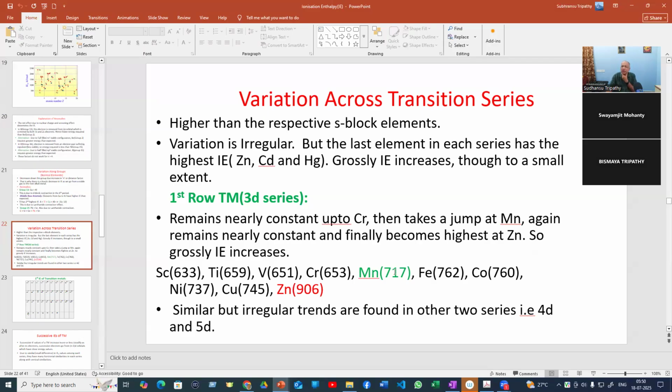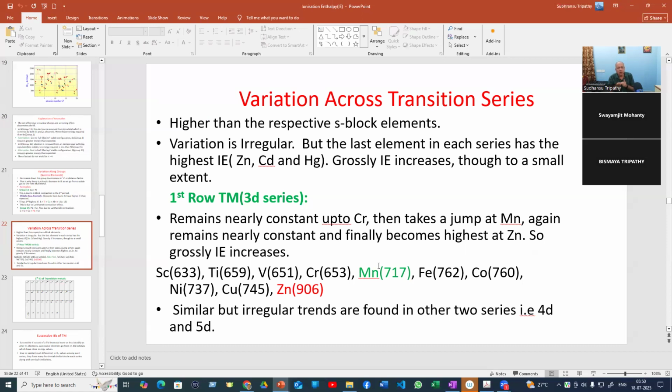The cause cannot really be explained by any theory. Quantum mechanics can only solve the problem. You may say because 3d5 4s2, but you are actually removing the electron from 4s. All these you are removing electron from 4s, not 3d. But 3d will have an impact because of the half-filled stability. It might have some effect which we are unable to know, for which there is a sudden hike from 653 to 717.